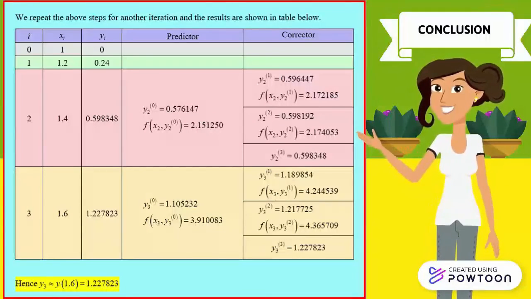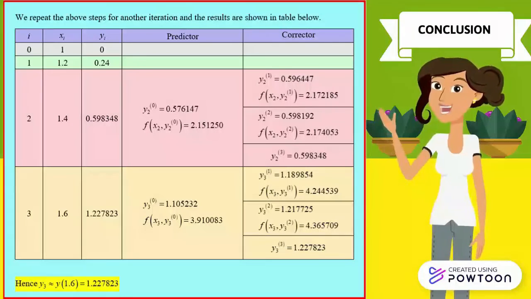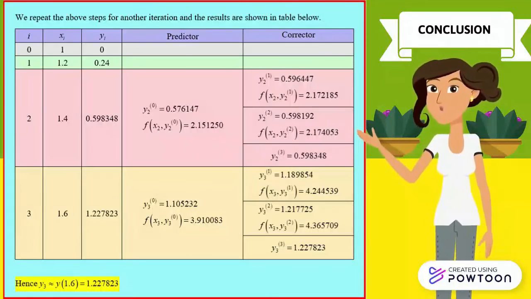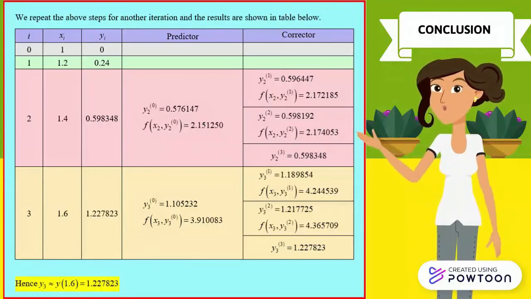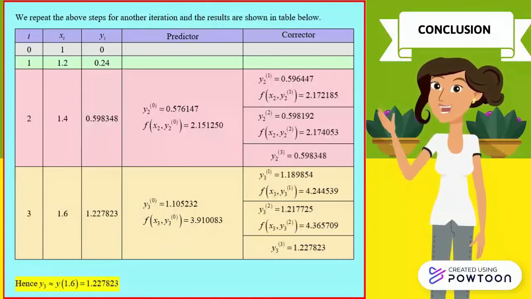Note that the second row represents the values that we get by using the Taylor series second order method, whereas the third and fourth rows are by using the predictor and corrector method. Hence, we obtain y3 equals 1.227823 when x equals 1.6.